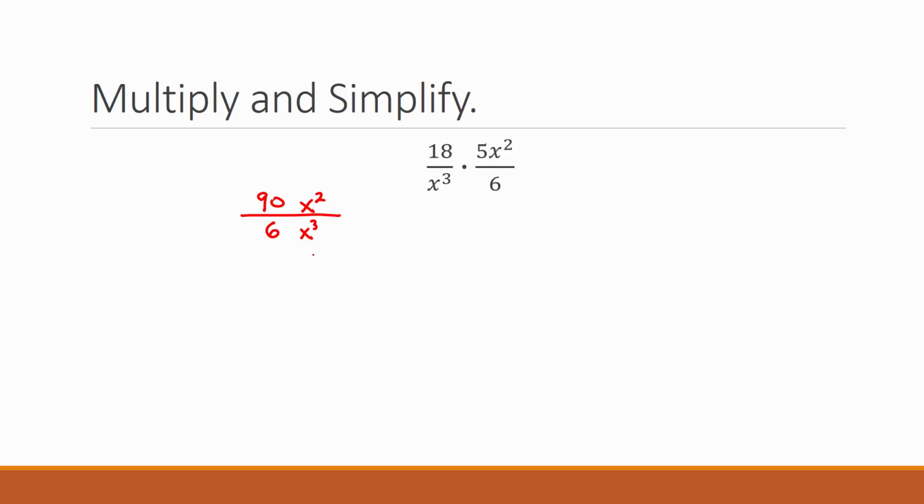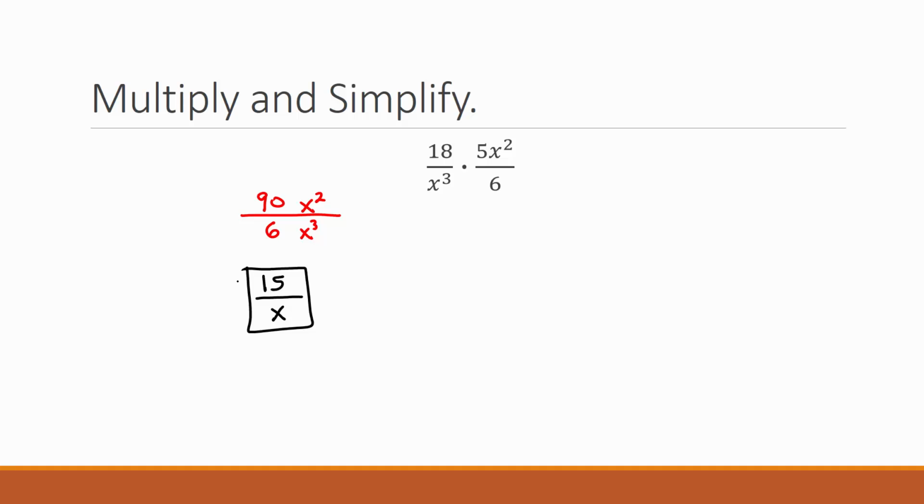Now, from here, we're just simplifying like we did in the simplifying rational expressions. So we know that 6 will go into 90 15 times. And when we simplify the like bases, we use the quotient rule. We have x to the third in our denominator, x squared in our numerator, so we have one more x in our denominator than we did in our numerator. So the answer to that would be 15 over x.